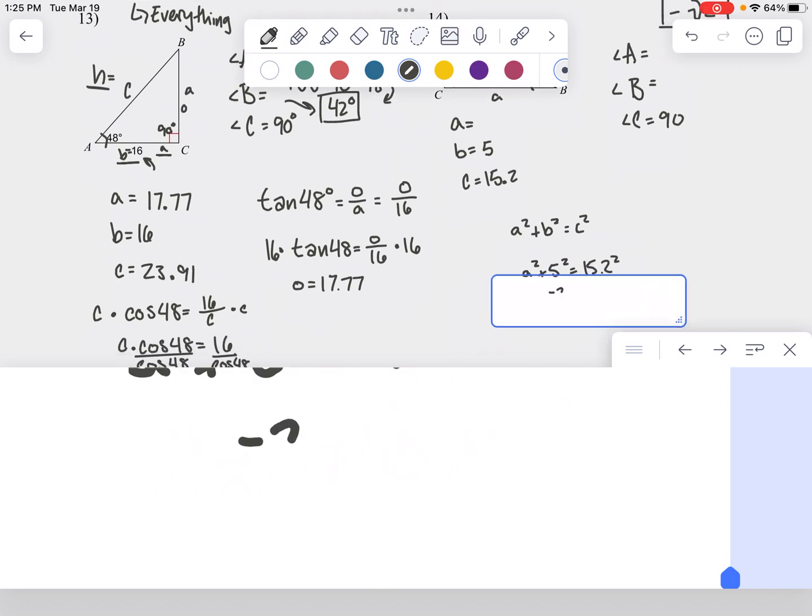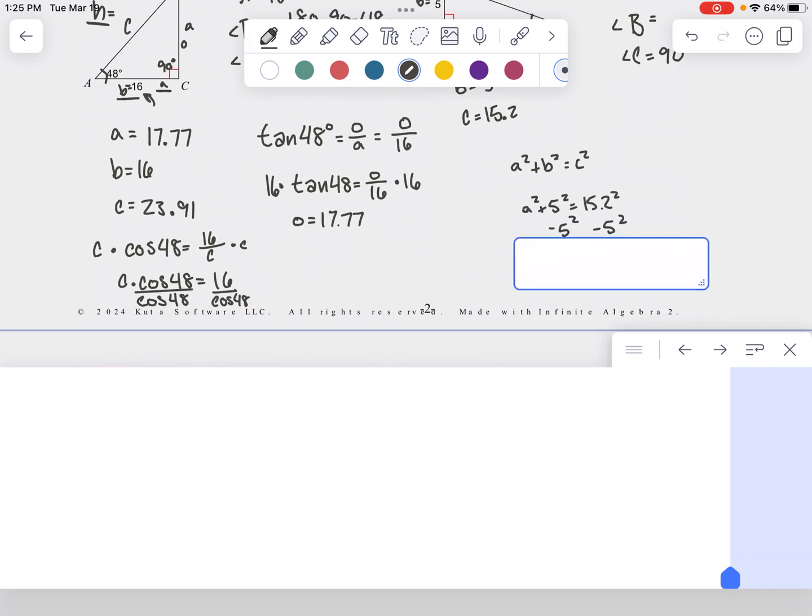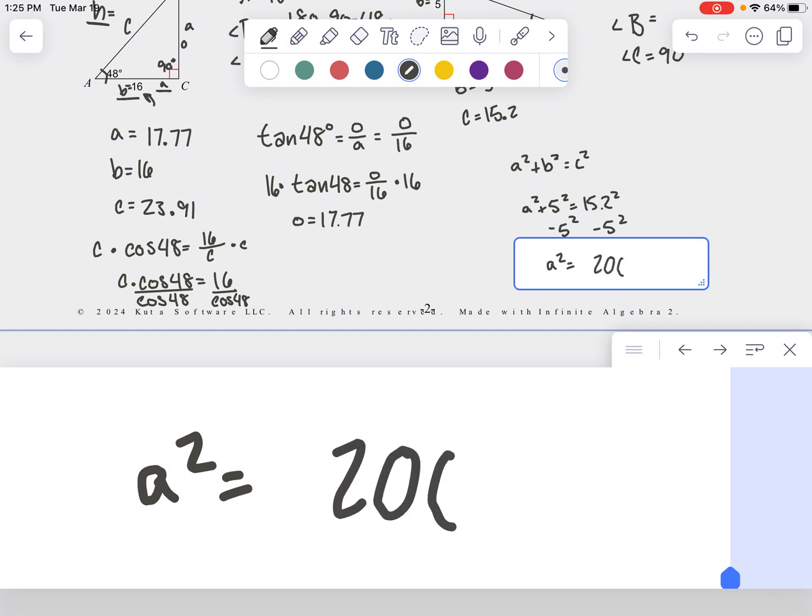If I want a by itself, I need to get a squared by itself first. So I just subtract 5 squared from both sides: 15.2 squared minus 5 squared. Well, 5 squared is 25. 15.2 squared is 235.04. So when we do this, we get 206.04.